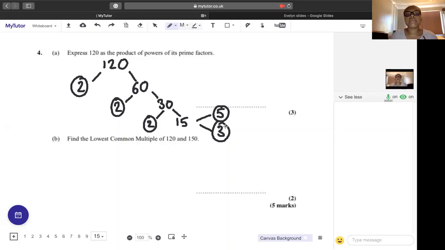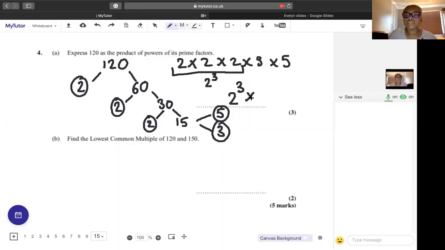So we can continue with this. So we know that we've got all our prime factors now. So we know that 120 is the same as 2 times 2 times 2 times 3 times 5. Now we've got 3 2's here, so we can also write it as 2 to the power of 3. So our final answer would be 2 cubed times 3 times 5. So that is 120 as a product of its prime factors.